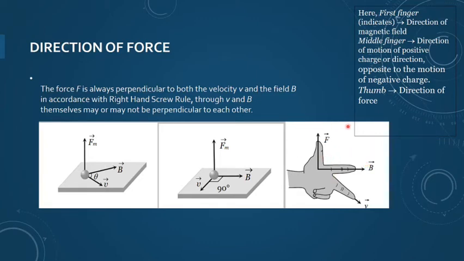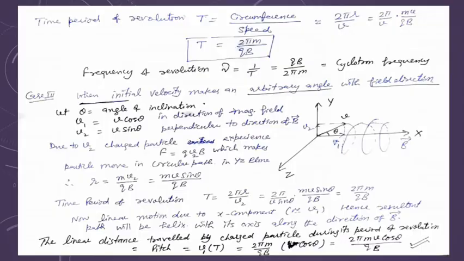Whether B and V are perpendicular or not, the magnetic force F always acts perpendicular to the plane consisting of B and V. That should be clear to you. This right hand rule is important for you.